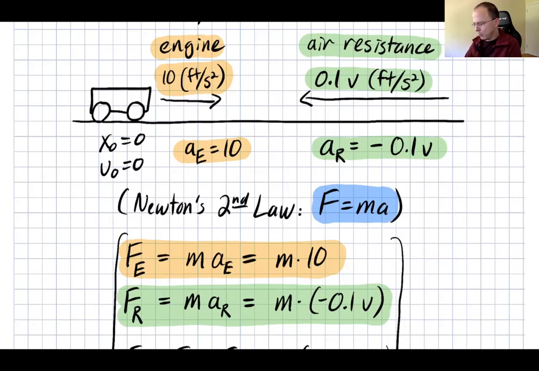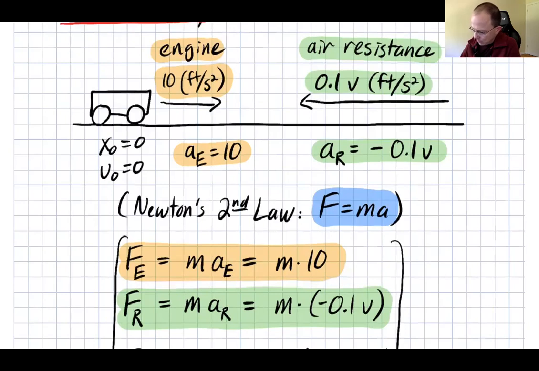Let's bring in Newton's second law of motion, which says that force is equal to mass times acceleration. So what is the force being generated by this acceleration? Let's take m to be the mass of the car. The force provided by the engine is the mass times the acceleration, which gives us m times 10.